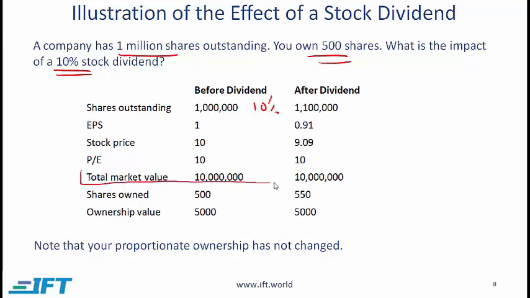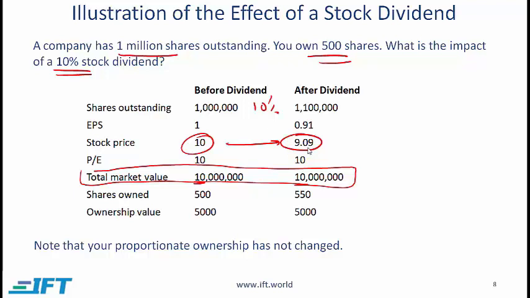The total market value of the company, however, stays the same, because economically the company is still making the same amount of earnings. The total market value was 10 million before, it is still going to be 10 million. The stock price is going to come down. Originally the stock price was 10. It will come down to 9.09, and notice that if you multiply the shares outstanding with the stock price, you should still get 10 million.